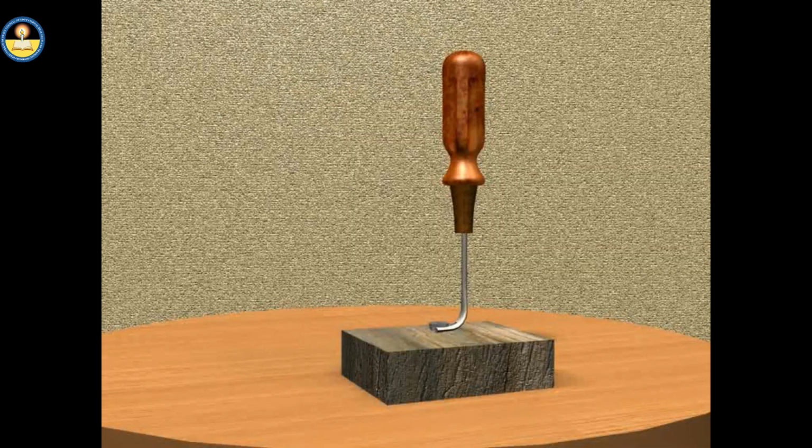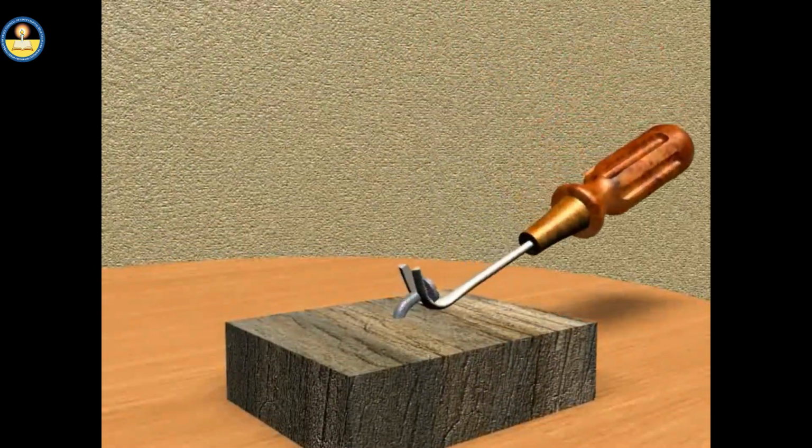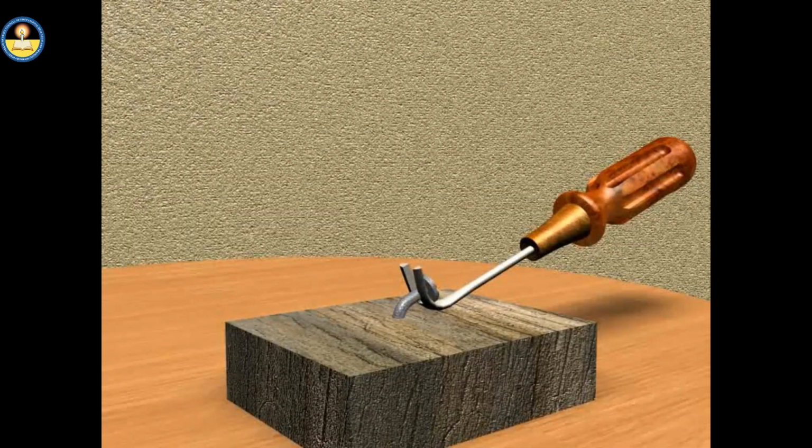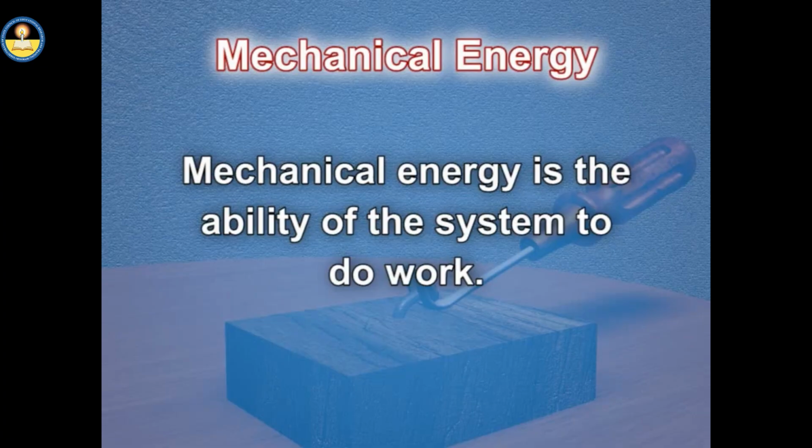In the process of doing work, the object which is doing the work exchanges energy with the object upon which the work is done. When work is done upon an object, that object gains energy, whereas the other object loses energy. This gain or loss in energy by the objects is known as mechanical energy. An object which possesses mechanical energy is able to do work.